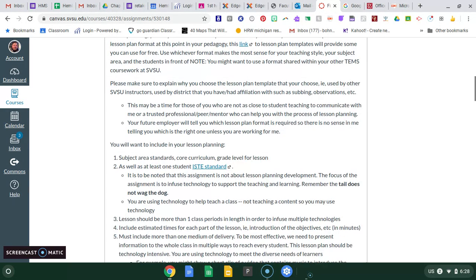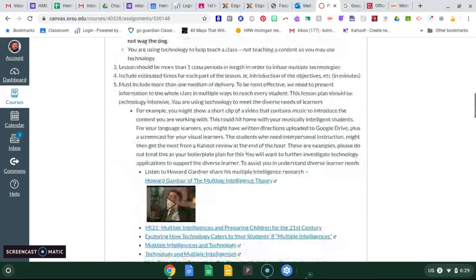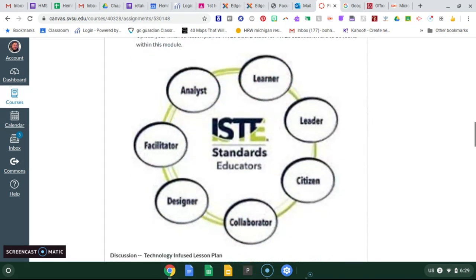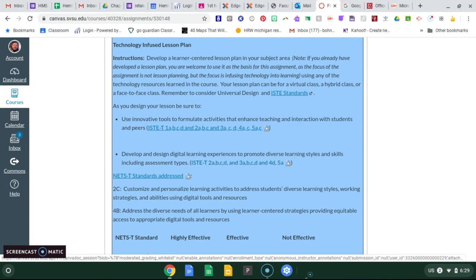One of the things they talk about is don't just stick it in there for technology's sake, and we've been talking about that through the whole class. So do something that's going to be beneficial. Perhaps it's something that's going to help one of your special needs students, or it's going to help different types of intelligences, different things you could do with that. Think about all the things we've been doing as far as one-to-one communication, all kinds of things we've talked about.